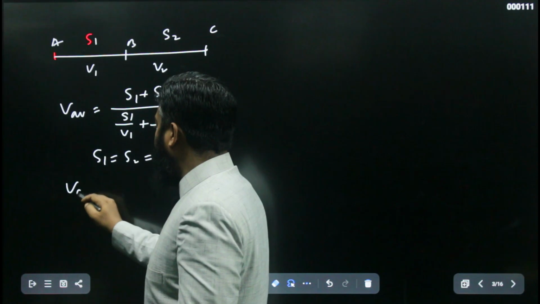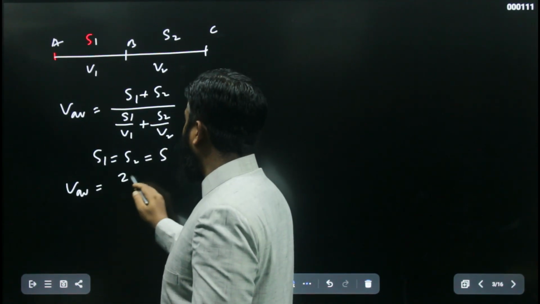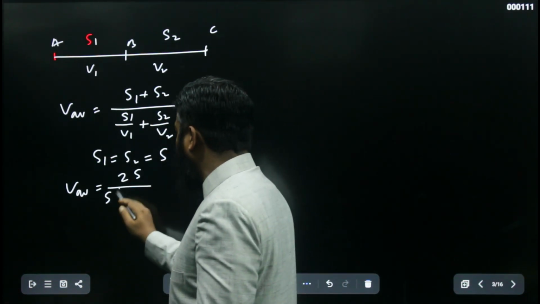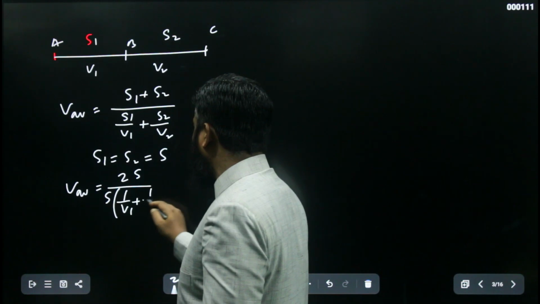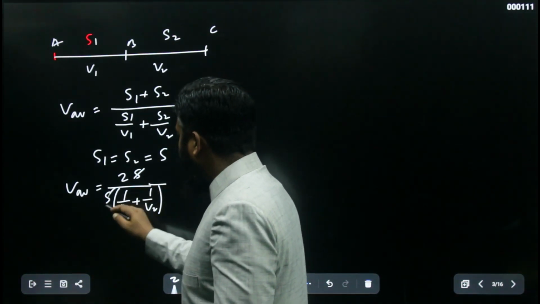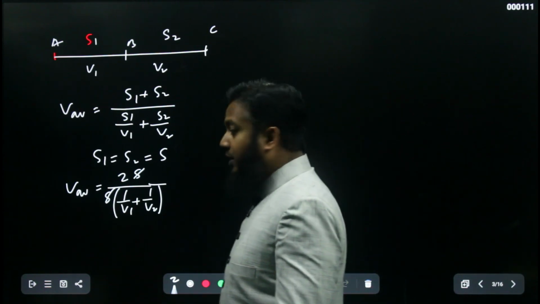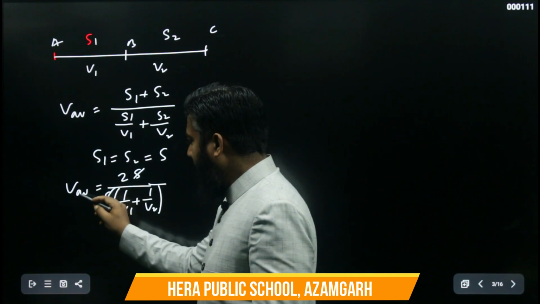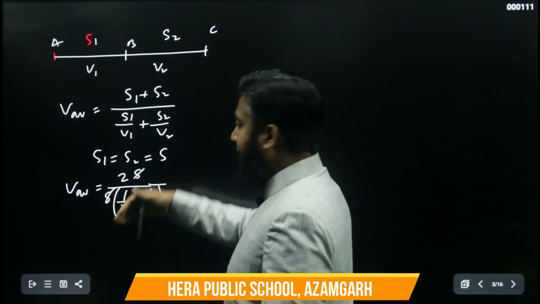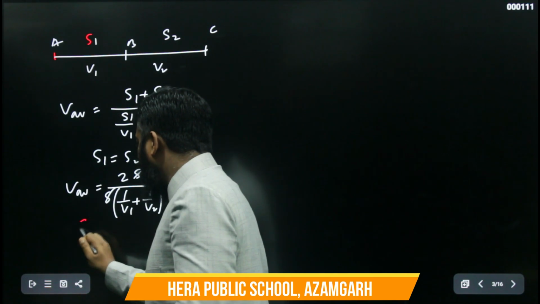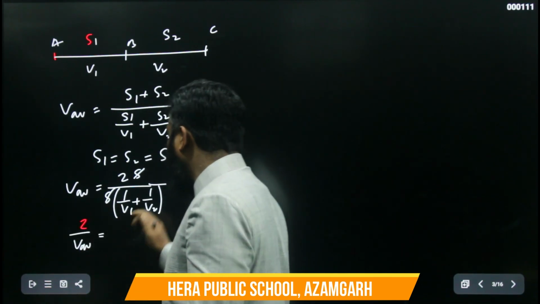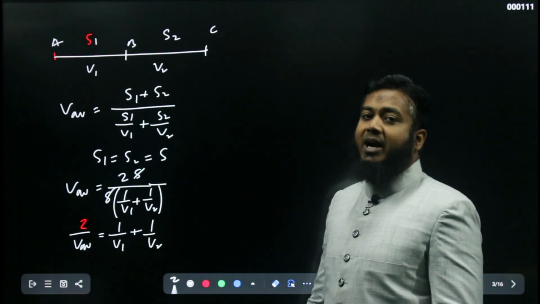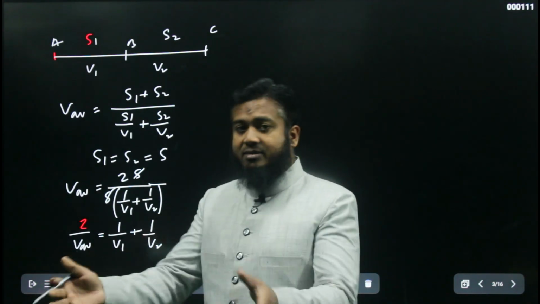So, what is average speed in that case? This is simply s plus s, 2s, divided by s upon v1 plus s upon v2. Let us take s as common. So, what is left in the bracket? It is 1 upon v1 plus 1 upon v2. So, s and s cancel here, and we can simplify it. This 2 will come here, 2 upon v average, and then take the reciprocal on both ends. So, this is 2 upon v average is equal to simply 1 upon v1 plus 1 upon v2. This is how we would find the average speed when distances traveled are equal.